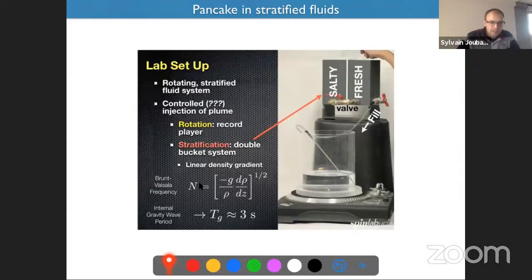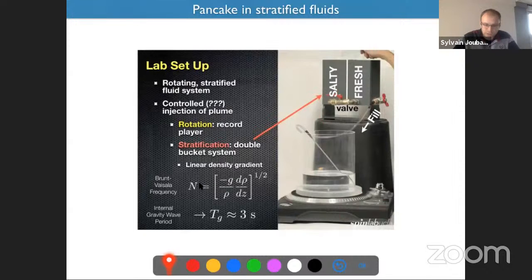So this is the setup I want to study. You have a system that you can recognize. This system is the system used to make the stratification. That's the double bucket system. And you fill the tank this way. You put the system on a record player, and this is a way you have rotation.